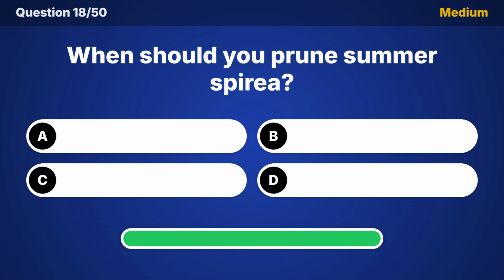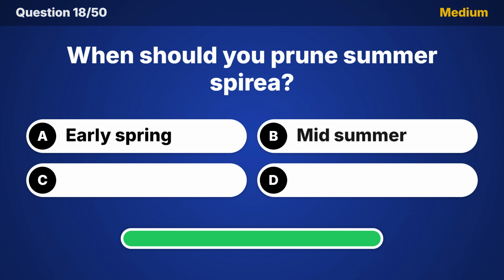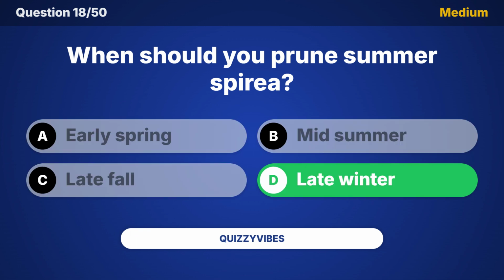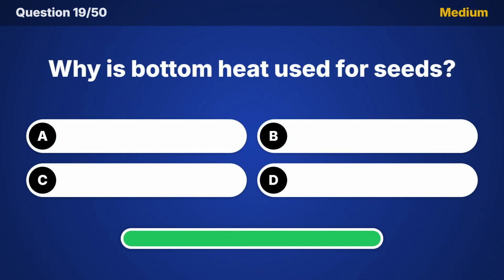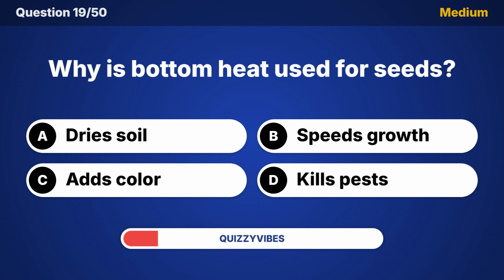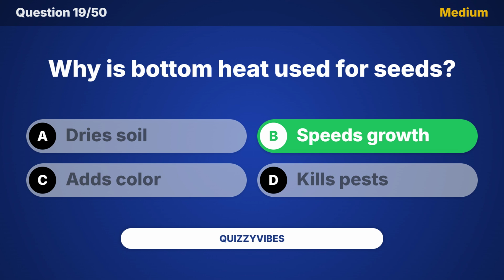When should you prune summer spirea? Here is the answer: late winter. Why is bottom heat used for seeds? The answer is speeds growth.